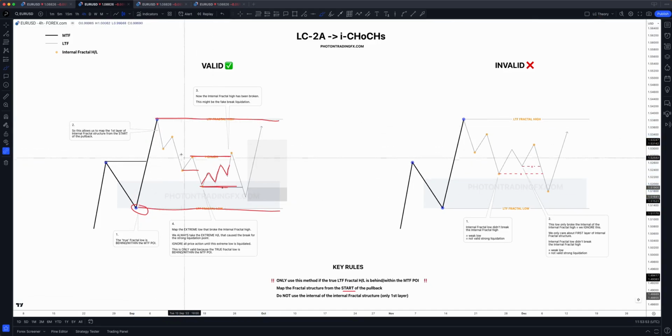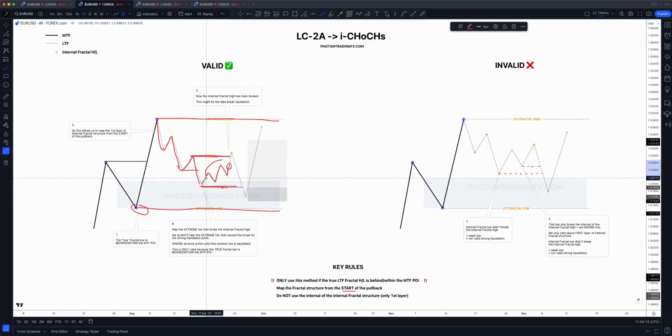So all of this price action that we're looking at with the orange dots, this is the internal fractal structure, right? You start mapping it from the start of the pullback. Internal fractal low, we get a break, that becomes our internal fractal high, we get a pullback, we get a break. So right now when price is here, this is our bearish internal fractal range, right? That's the internal fractal high, this is the internal fractal low.